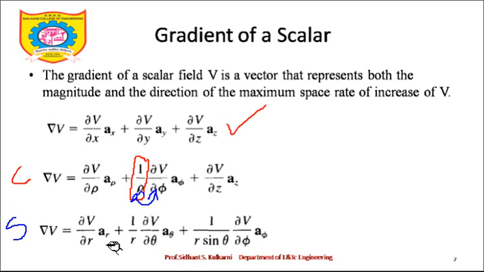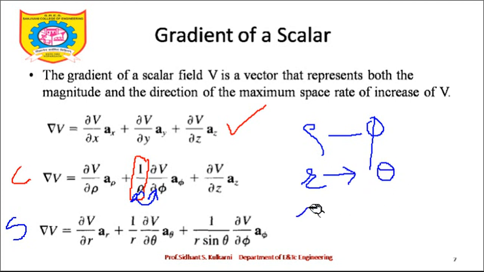So dou v by dou r a r bar, plus 1 over r, it is 1 by r, dou v by dou theta a theta bar, plus 1 over r sin theta dou v upon dou phi a phi bar. That's it. So if you just write it once again, remember 3 points. First thing is that rho is coming with a phi. This is the thing you need to remember. Then r is coming with a theta in spherical, and r sin theta comes with a phi.